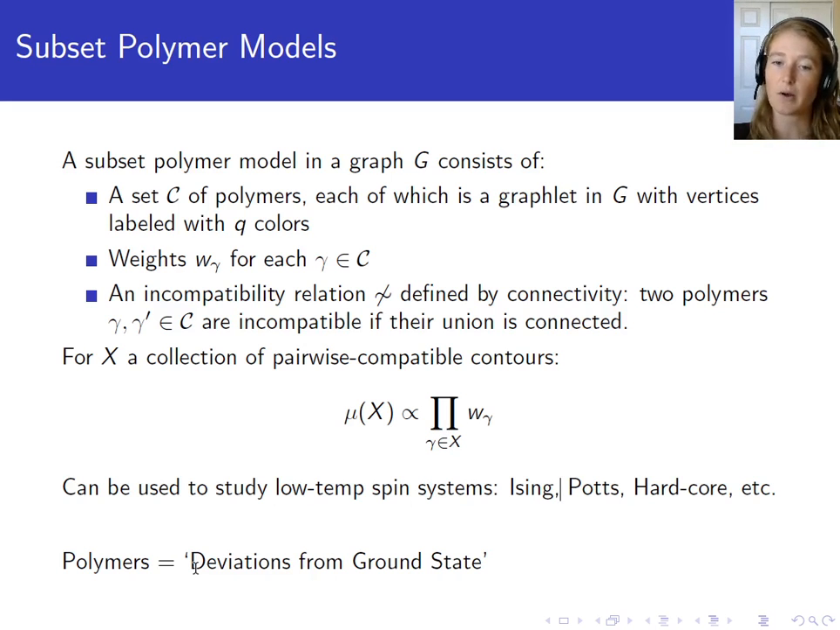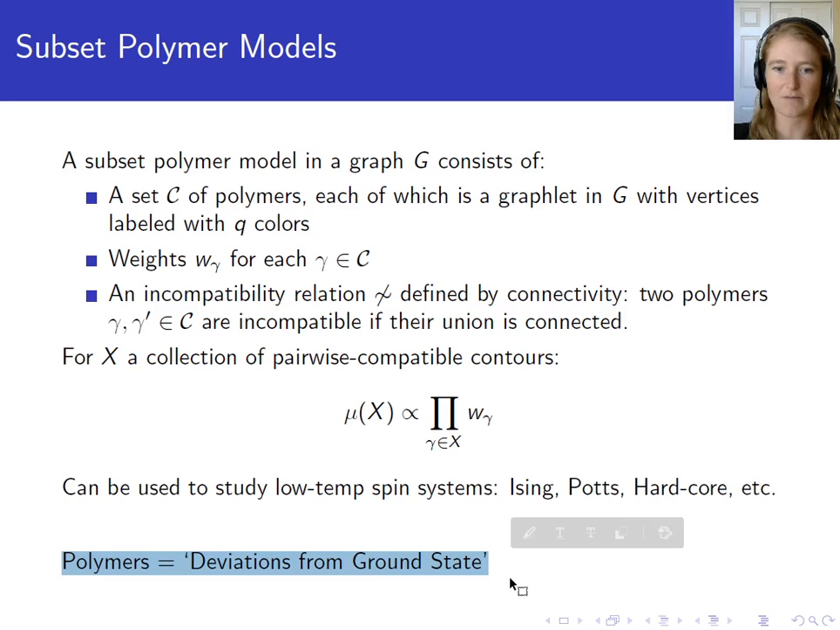You can define your polymers to be your connected components of minus spins, and then you can define a polymer model just like this, where the weight of a polymer is defined appropriately so that the polymer model and the Ising model have the same partition function. But really, if you take nothing away from this definition of subset polymer models, you should just remember you should think of a polymer as some sort of deviation from a ground state.